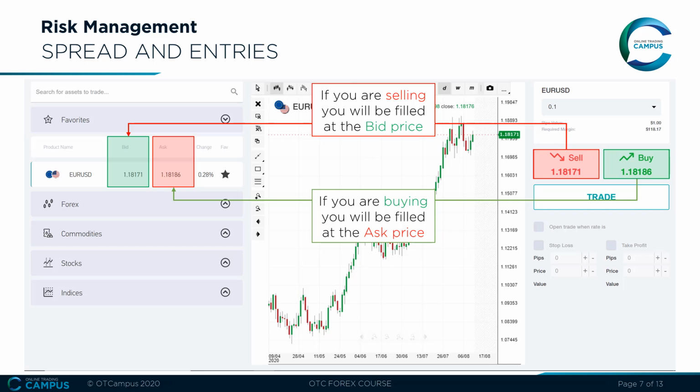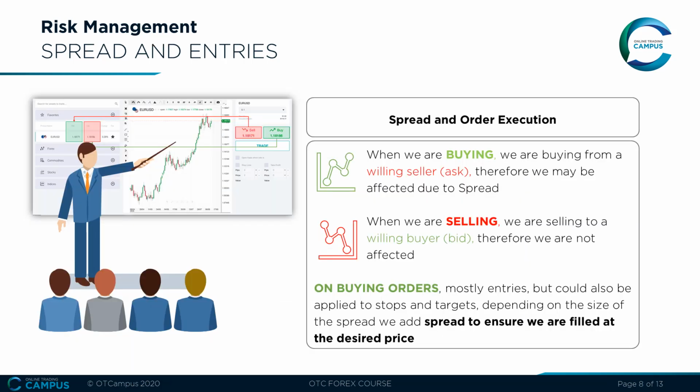As you've learned in one of the first lessons, Forex brokers make you and I buy from the ask and sell from the bid. This is because, depending on the product, the spread could be so wide that charts would not be smooth. They would be extremely choppy. And in the effort to smoothen out charts, most brokers will only show you the bid charts. Therefore, when we're buying from a willing seller, the ask, we may be affected due to spread.